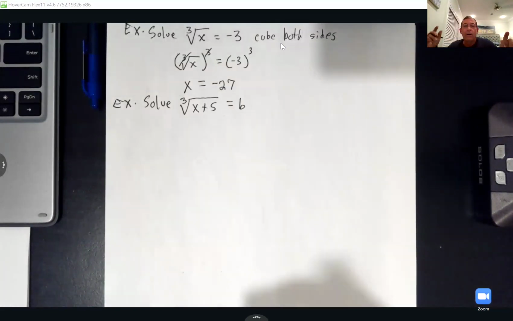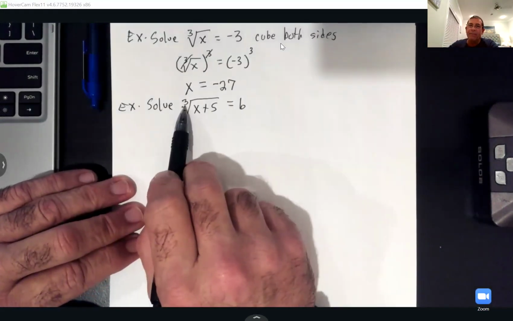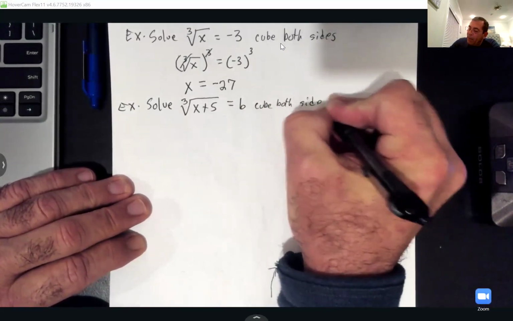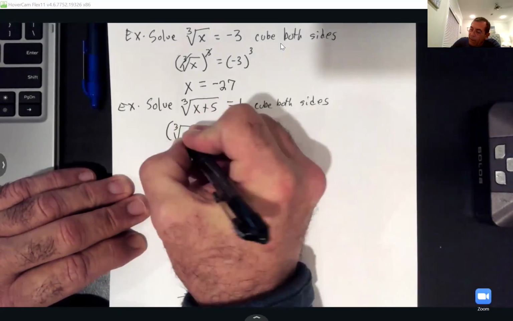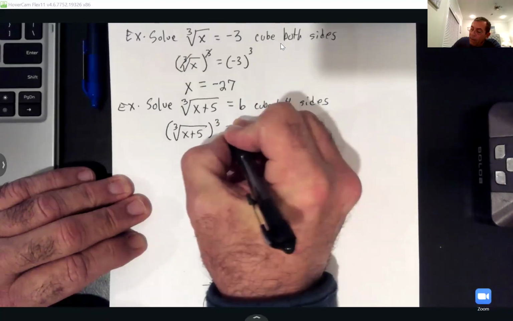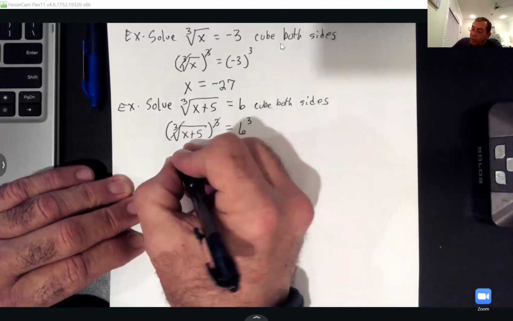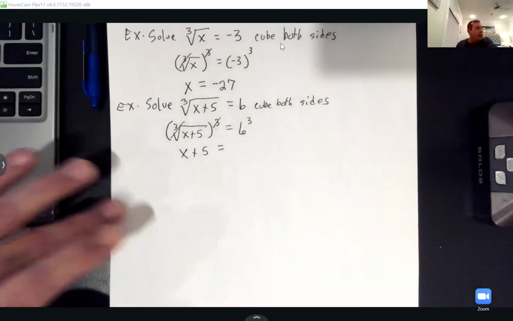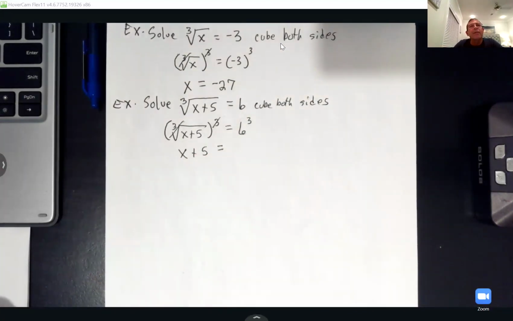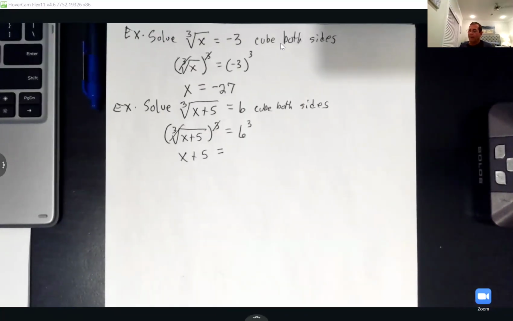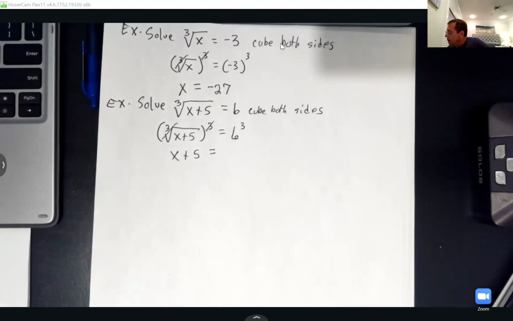All right, y'all. First move. Got to get rid of that radical. So we're going to come in and cube both sides. So this radical cancels with the exponent, leaving what was under it, which was the x plus 5. Well, all right, y'all. 6 times 6 times 6. That's 200 and something. Let me check that out. 216.